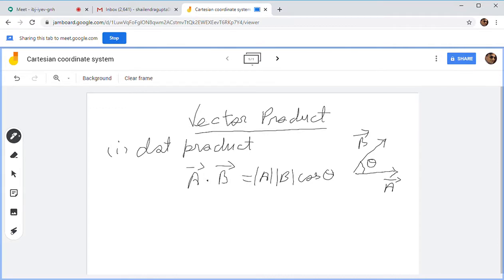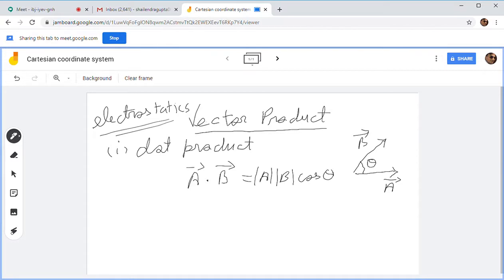But what is the physical significance of taking a dot product? This will be very helpful in your electrostatics. So for the dot product you will find most of the applications in electrostatics. Okay. So what is this A dot B exactly? Exactly, it is the reflection of vector B onto vector A.